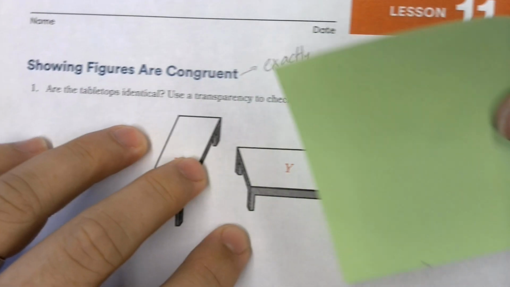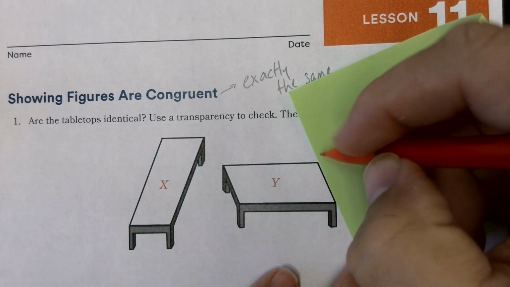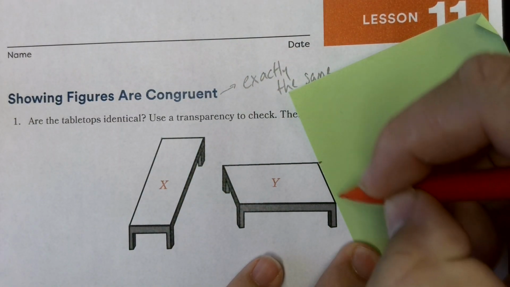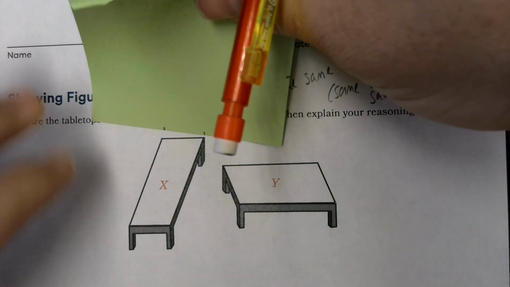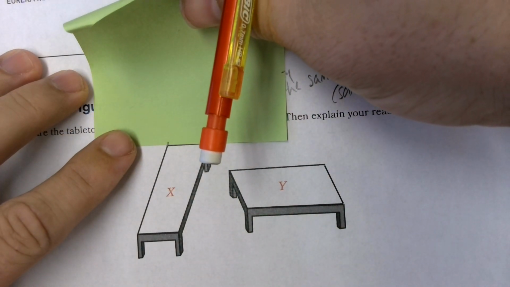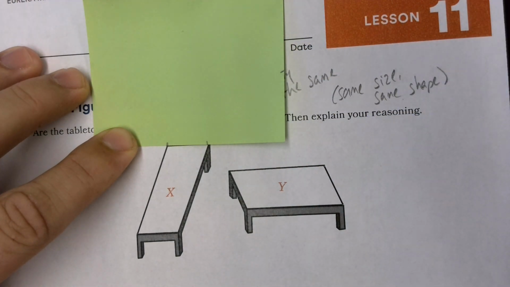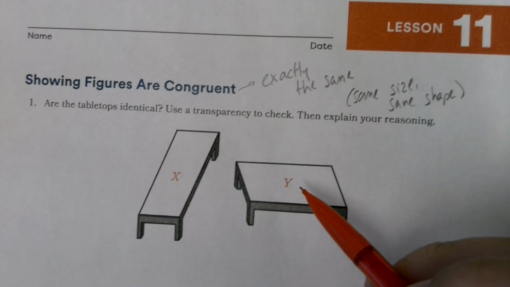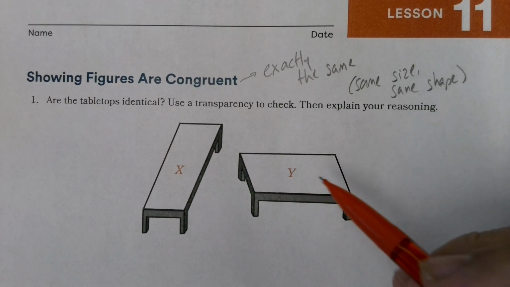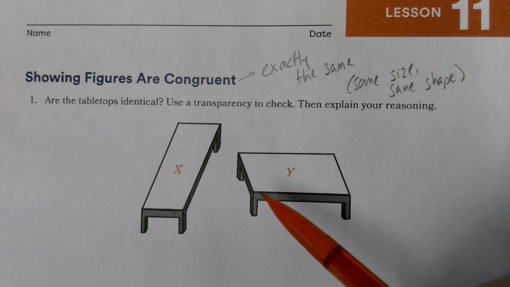Well, we've got one of them. Let's check the other one. So if I check mark here, and I check that, it matches up exactly. So this right here is just what we would refer to as a visual trick. These are actually the same tabletops.